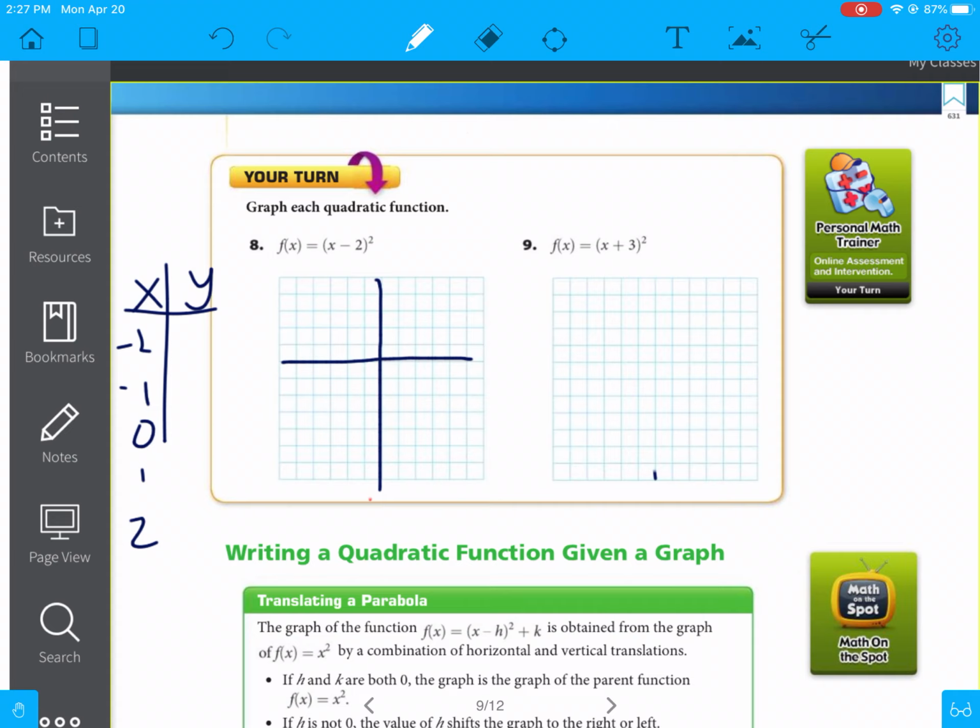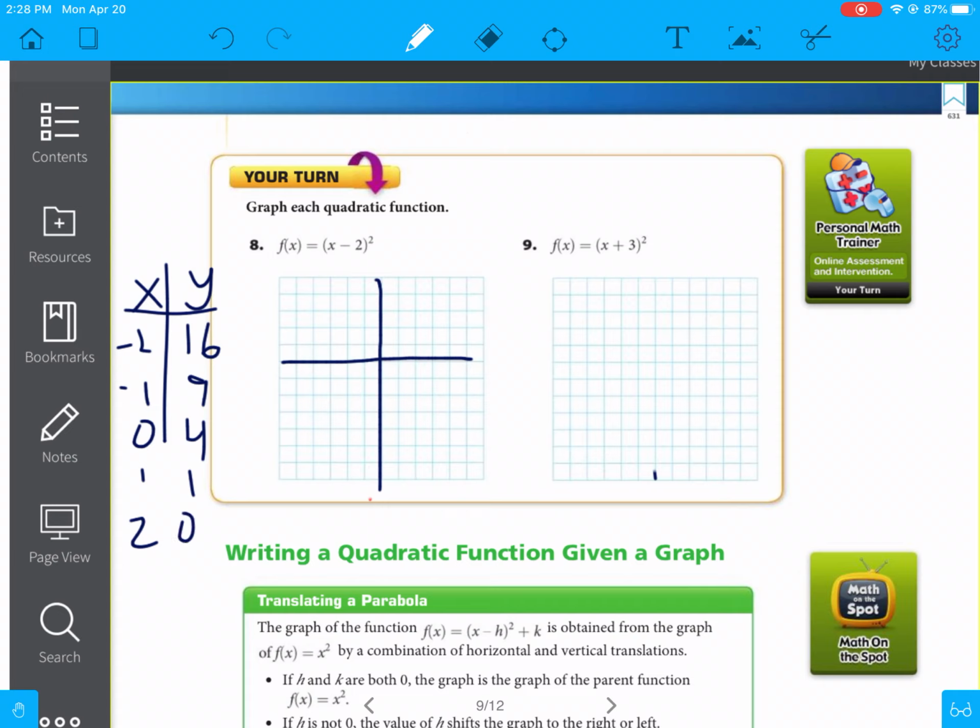So if you got -2 minus 2, that is -4. -4 squared is 16. -1 minus 2 is -3. -3 squared is 9. 0 minus 2 is -2, squared is 4. 1 minus 2 is -1, squared is 1. 2 minus 2 is 0, 0 squared is 0. So we could graph those.